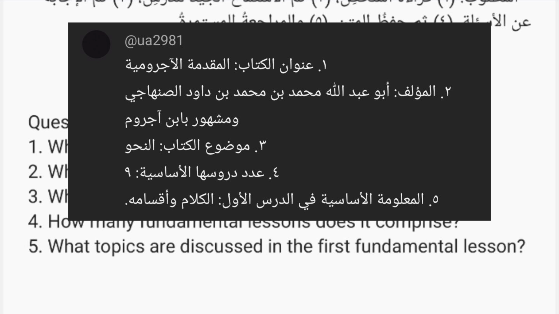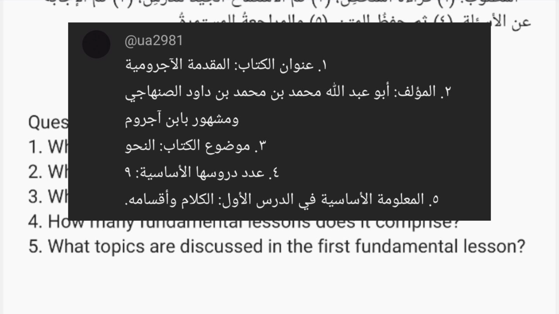This is the second sample. Here the student, may Allah reward them, has answered all the questions correctly, and they've even gone a step further by giving titles for each of the answers. So you have Unwan al-Kitab, al-Muallif. May Allah reward them. So this is a good sample for how the answers should be.